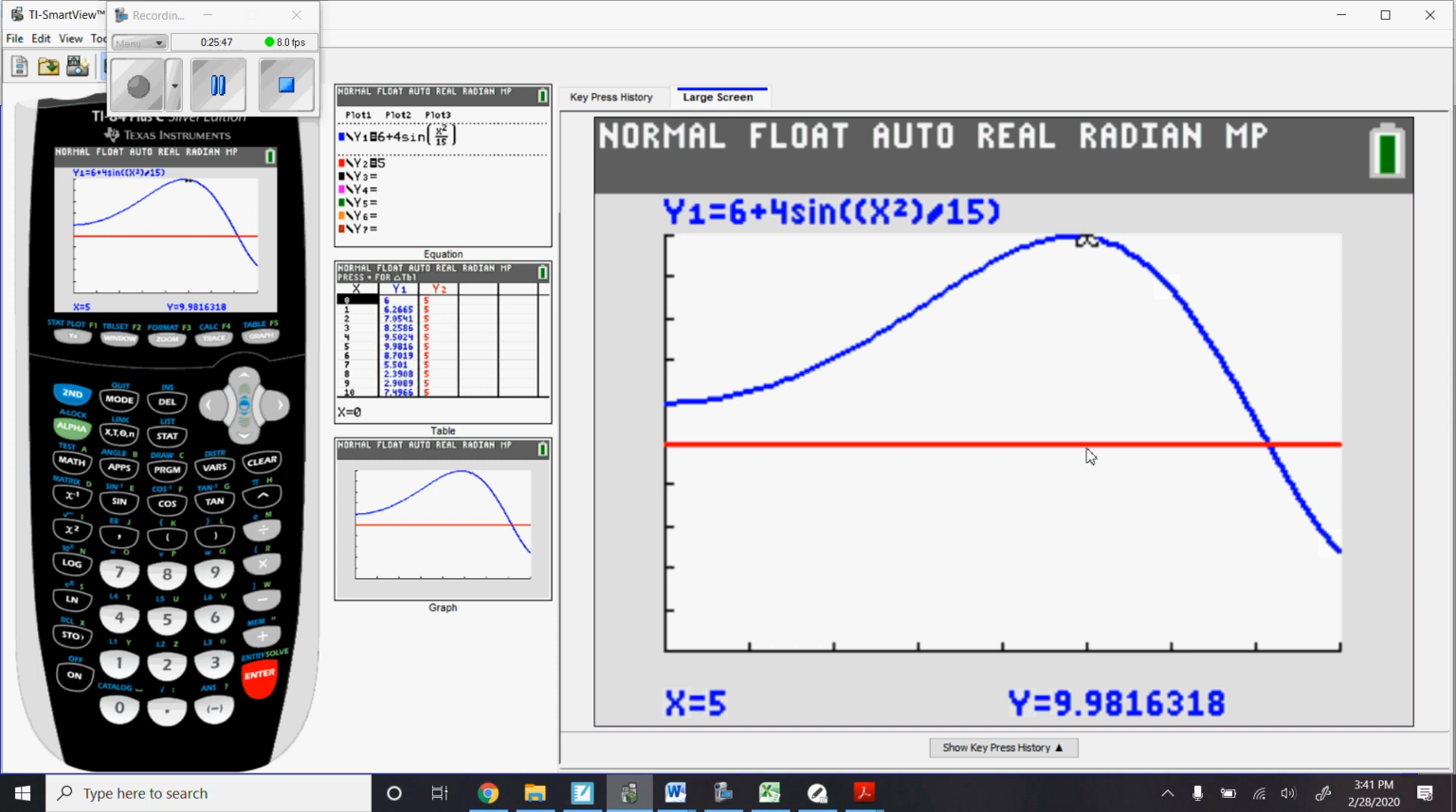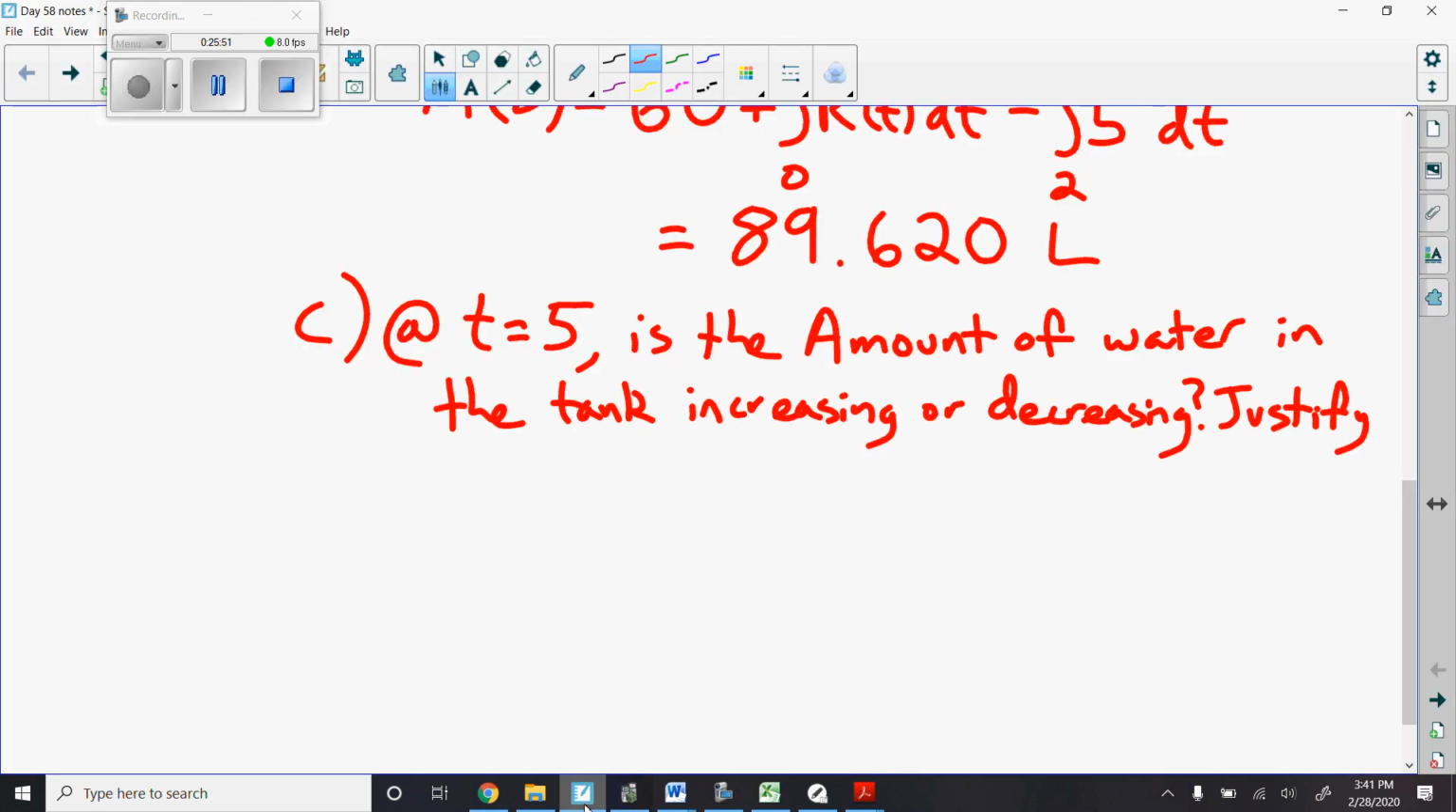But let's think about it in terms of calculus. I have an equation for the amount of water in the tank. That is A of t. To figure out if A is increasing or decreasing, what would I have to look at? Well, I would have to look at A prime.